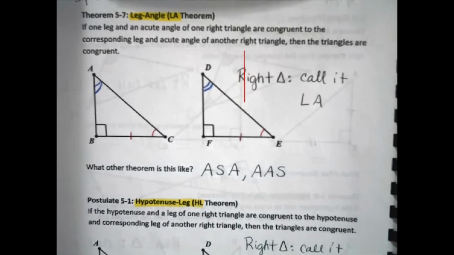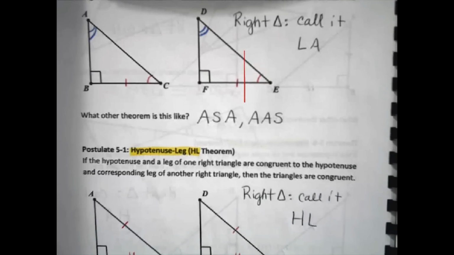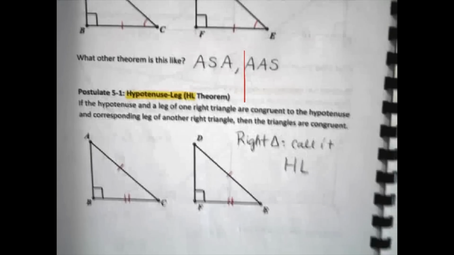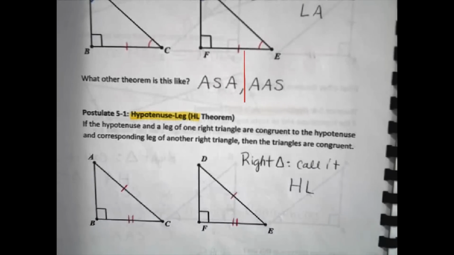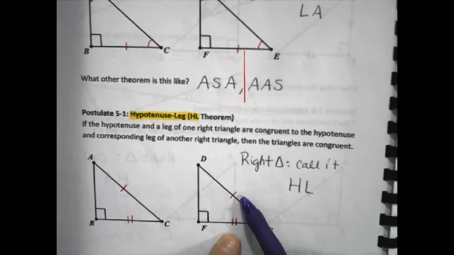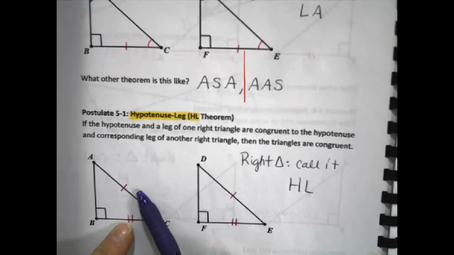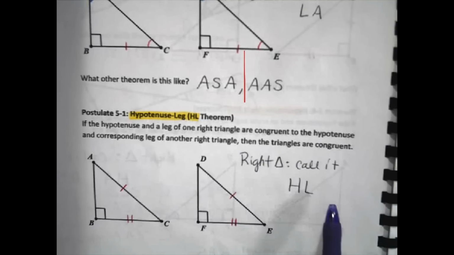The last one specific to right triangles is called hypotenuse leg. This one says that if the hypotenuse and a leg of one right triangle are congruent to the hypotenuse and corresponding leg of another right triangle, then the triangles are congruent. So in a right triangle, we specifically call this the hypotenuse leg theorem.